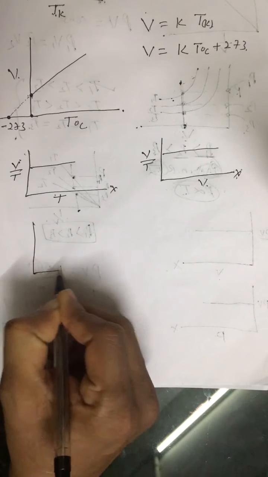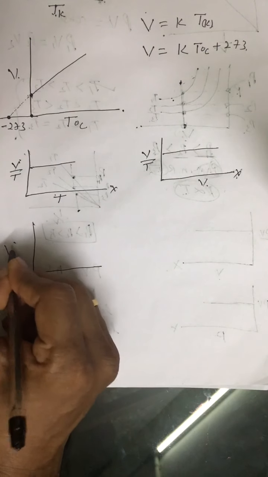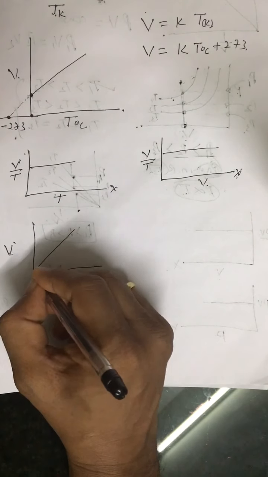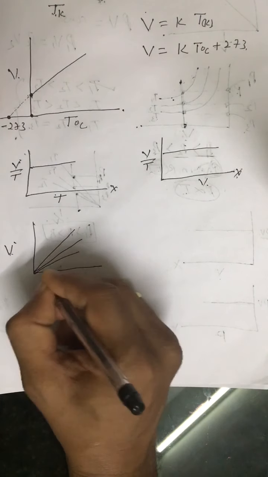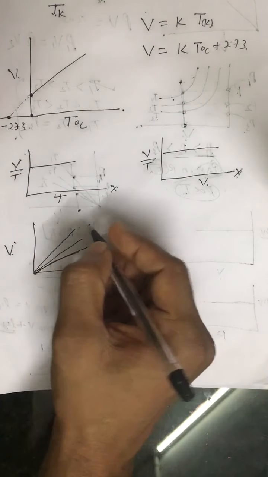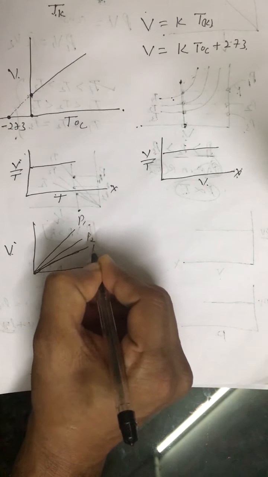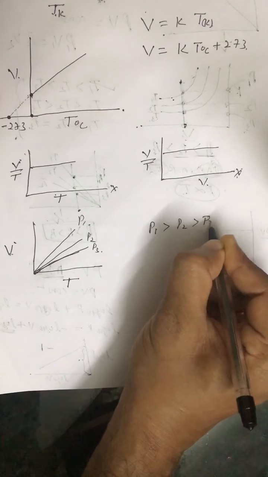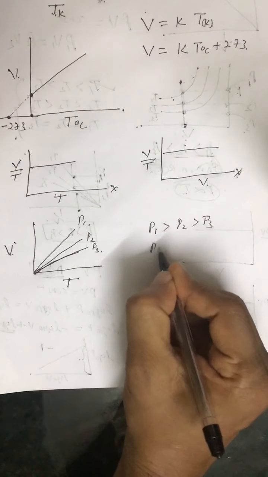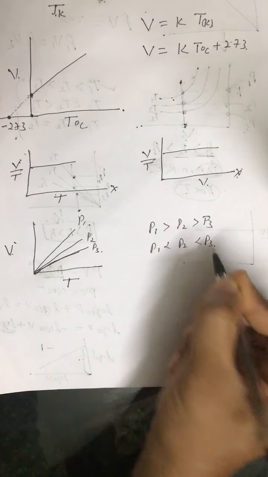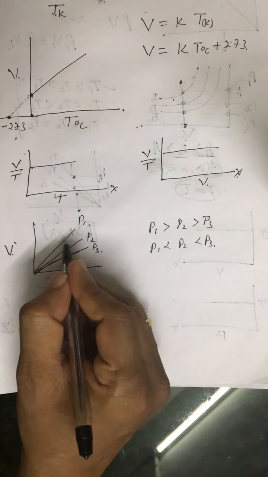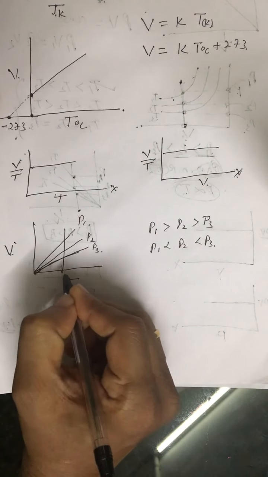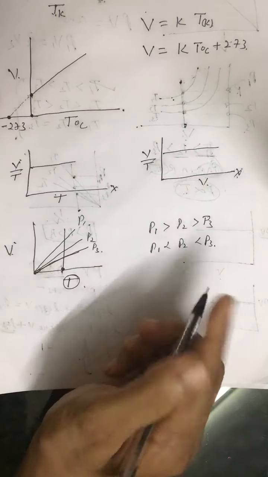Now if you have a graph like this, it is V versus T, and you have these three straight lines starting from the origin, and we are given P1, P2 and P3. Again the question is whether P1 is greater than P2 greater than P3, or opposite. P1 is less than P2 is less than P3, which is correct. Again my suggestion is to draw a line, so by doing so you are keeping the temperature constant.